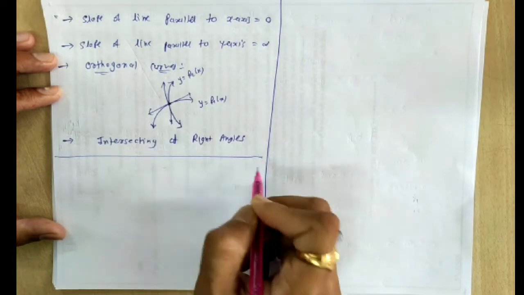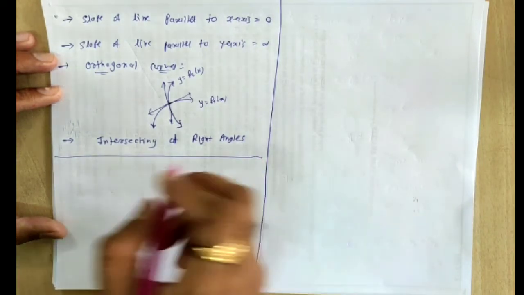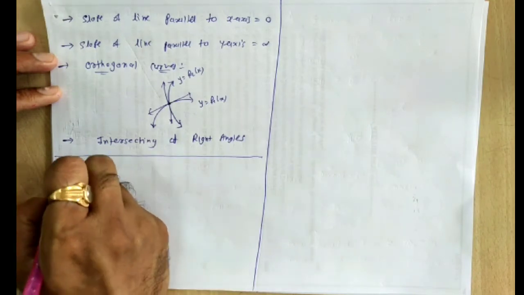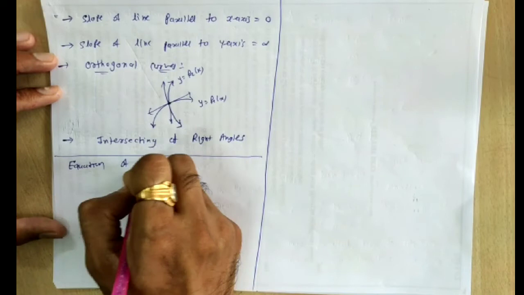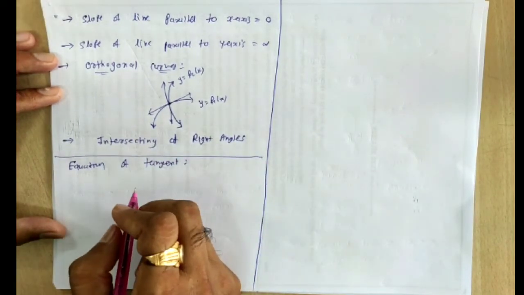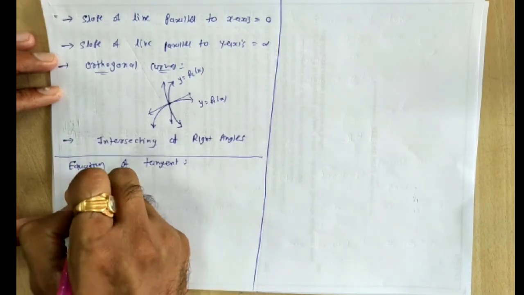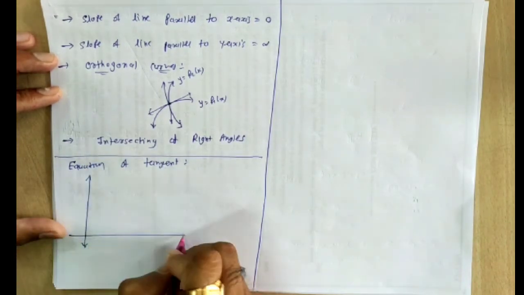Now, next one is how to find the equation of tangent and normal. So first we'll consider the equation of tangent. How can you obtain the equation of tangent? That is an application of derivative. Till now we have been doing the same thing.